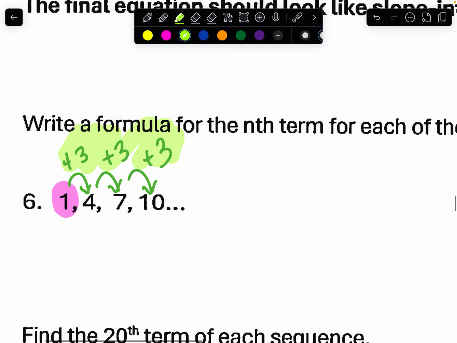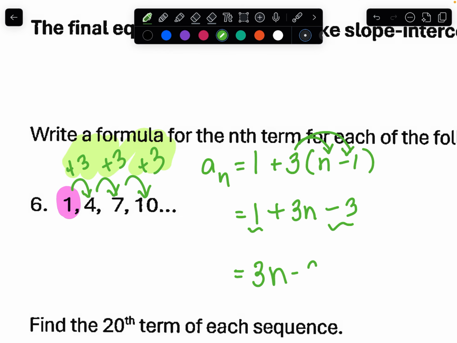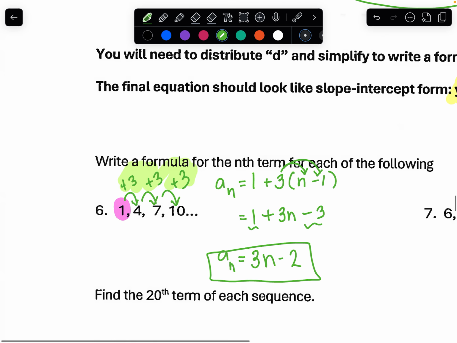So now what we're going to do is plug it into that formula. A sub n, that's always going to be there, equals our first term plus our common difference times n minus 1. Now that's not our final answer. We need to distribute to get 1 plus 3n minus 3, and finish by combining like terms: 3n minus 2. And so, let's fix that. That is our explicit formula. Okay, that's all we're doing.